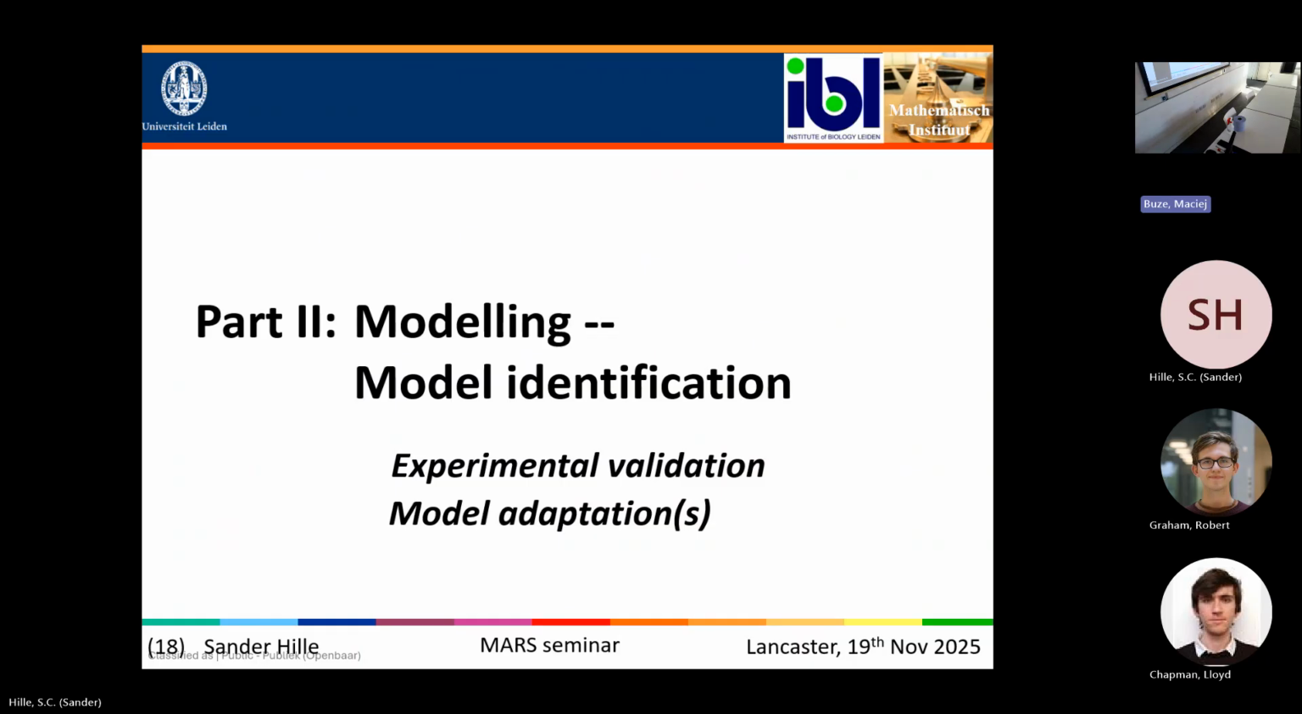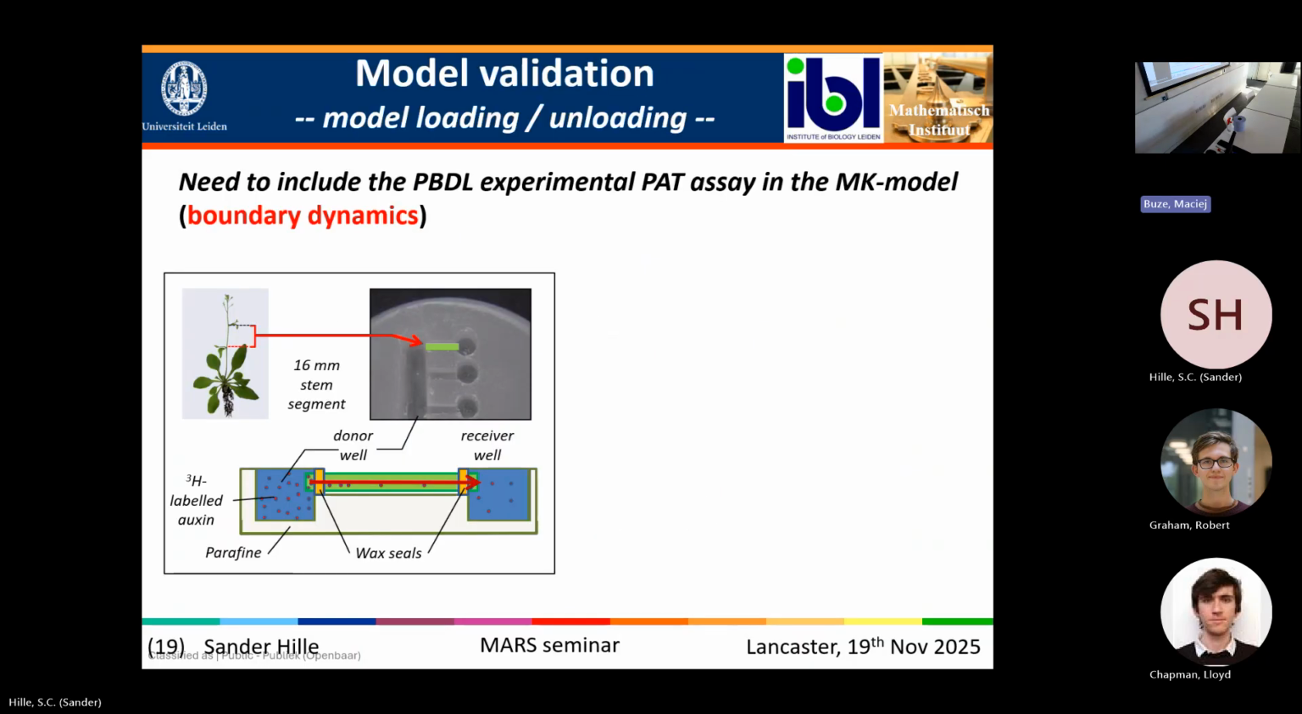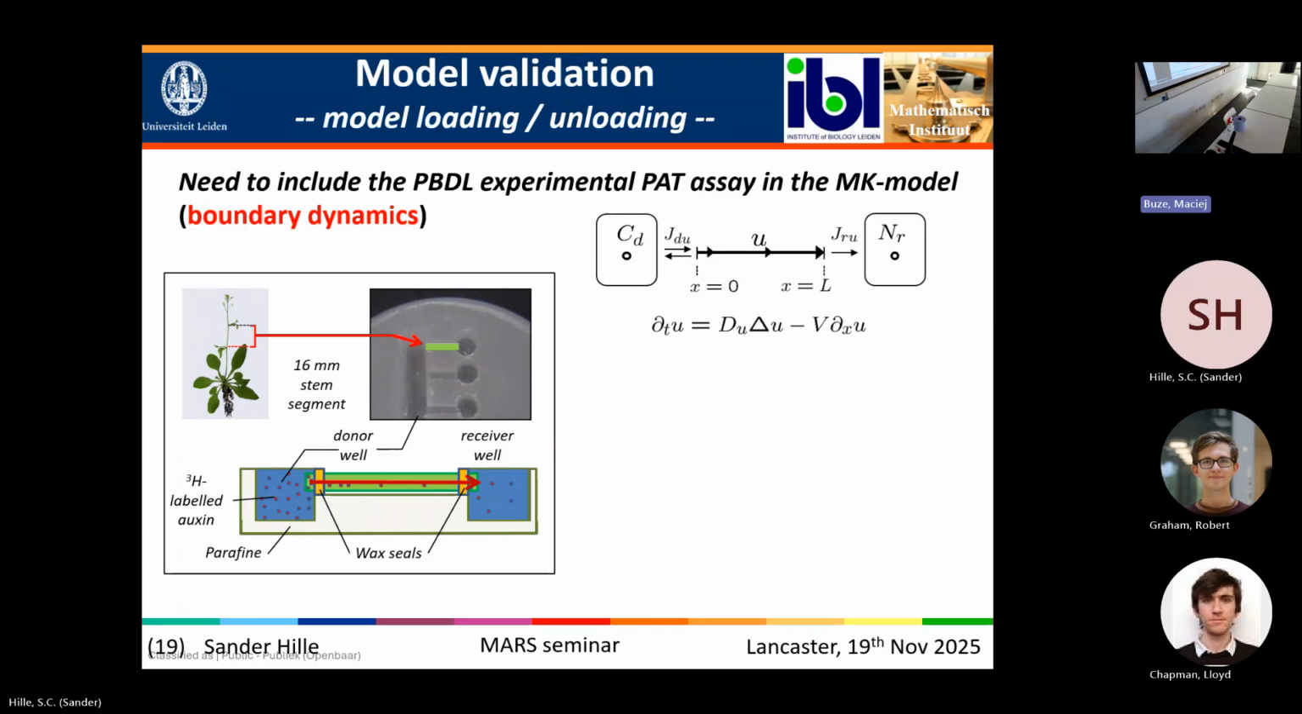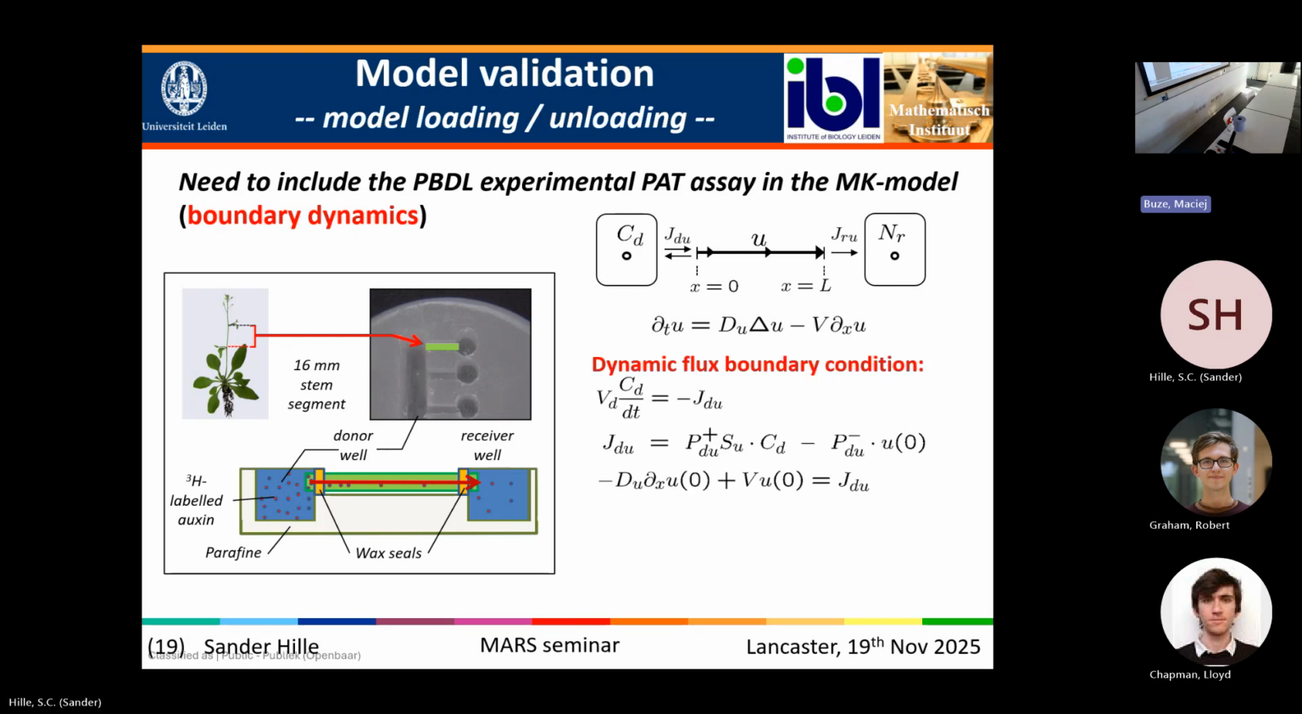That was our starting point, and we started building our model. So we have this experimental setup, and we then needed to actually model this setup. At the core is the Mitchison-Kramer model, and we have to expand it with the loading and unloading dynamics at both ends. That is done with dynamic flux boundary conditions. So you have a pool with an ordinary differential equation for the concentration of labeled oxygen at one end, and an influx here. The influx was a bit tricky to include.